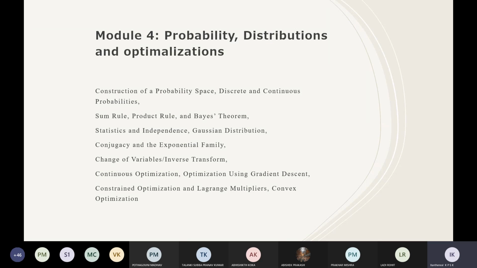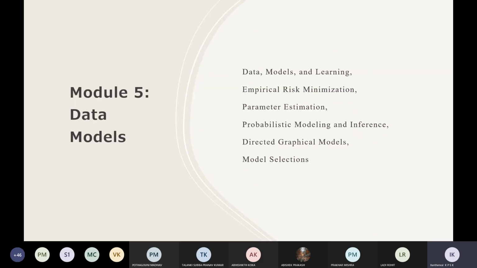The next is probability. All of you could have studied probability, sum rule, product rule, and Bayes theorem, to a large extent. Beyond that, we will look at what is Gaussian distribution, what is optimization, why do we need optimization, in what cases, what is continuous optimization, and when you have some constraint on your optimization, how you will work it out.